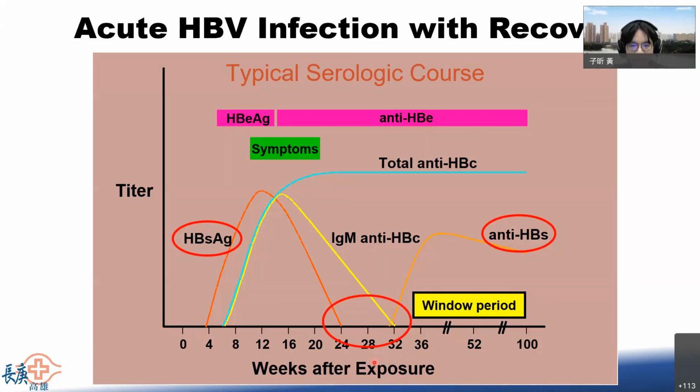So this is a window period where HBs antigen is negative and the patient still has not developed the antibody. During this window period, the only marker that can tell you that the patient has acute hepatitis B is the IgM anti-HBc, the core antibody IgM. This is the only marker that can tell you that this person has acute HBV.